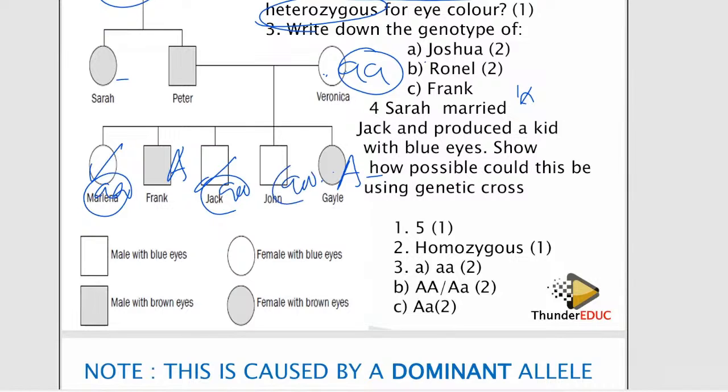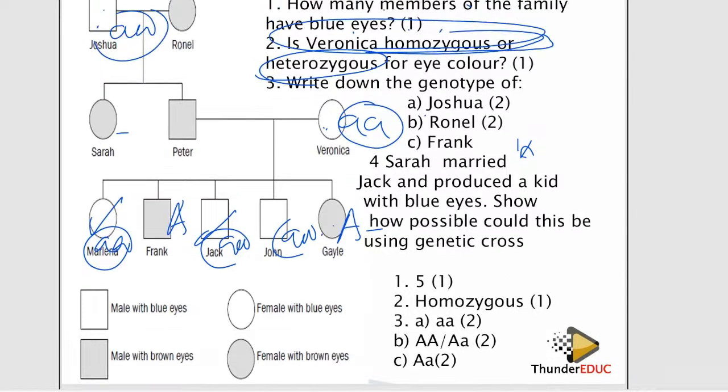Remember, this is caused by a dominant allele. If it was caused by a recessive allele, the one which is shaded would have been small a, small a. But because it is caused by a dominant allele, the one which is shaded must have a capital letter on it. So our Veronica is small a, small a. The answer is homozygous. Actually, it's homozygous recessive. Anyway, they just wanted to know whether it's homozygous or heterozygous.